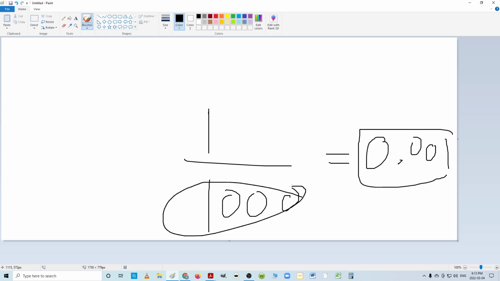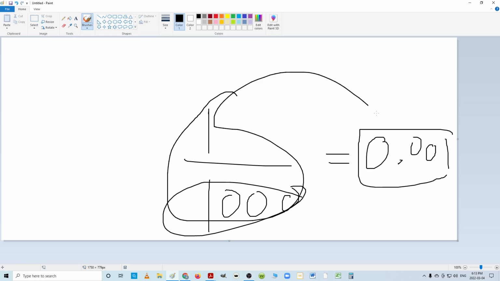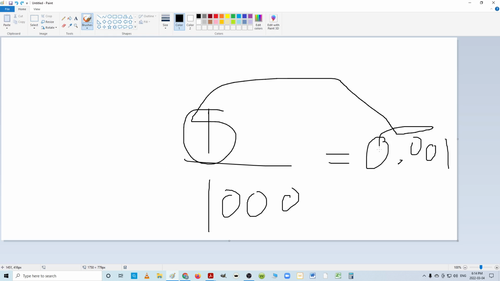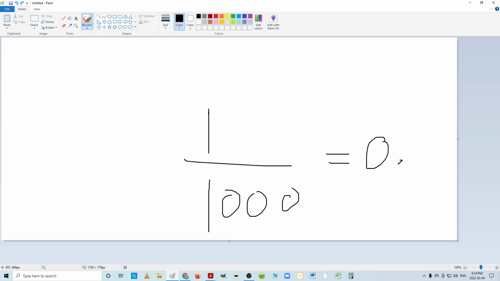As the denominator gets bigger and bigger, the overall answer gets smaller and smaller. As a numerator gets bigger and bigger, the overall answer gets bigger and bigger. And that's called indirect relationship and direct relationship. Indirect because as this goes up, this goes down. Direct because as this goes up, this goes up. And that's what a fraction does. I want you to keep that in mind.